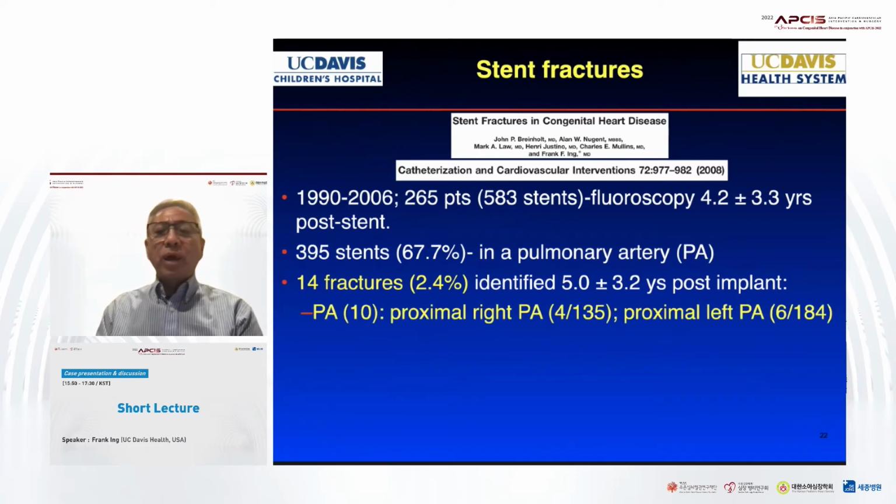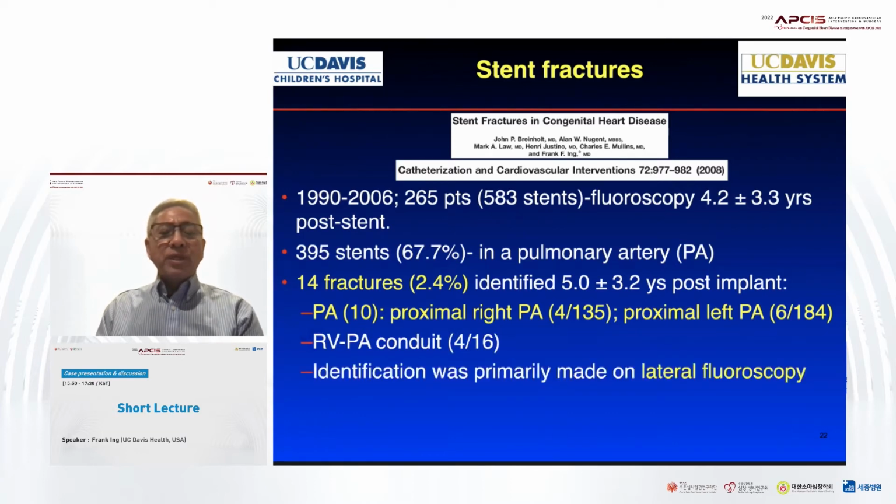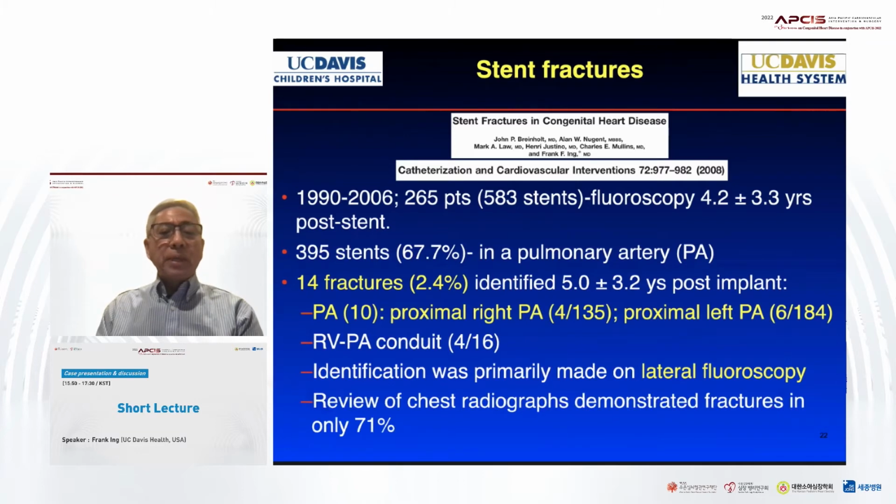There are 4 on the right and 6 on the left, and a few in the conduits. So basically, we can see them more in the lateral fluoroscopy as opposed to the AP. And it's interesting that if you were just to look at x-rays, only 71% can be identified. The other 30%, you cannot tell that it's fractured. That's because you can't see movement on the x-ray. So if you really are concerned, take the patient to the cath lab to look at fluoroscopy, and you'll see movement on the stent if it was fractured.